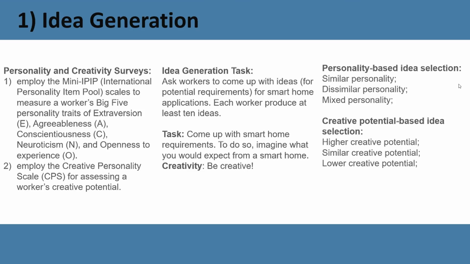When the workers are doing the idea generation task, they divide the ideas into personality-based idea selection and creative potential-based idea selection. In the personality-based idea selection, there are three parts: similar personality, dissimilar personality, and mixed personality. And in the creative potential-based idea selection, there are higher creative potential, similar creative potential, and lower creative potential.